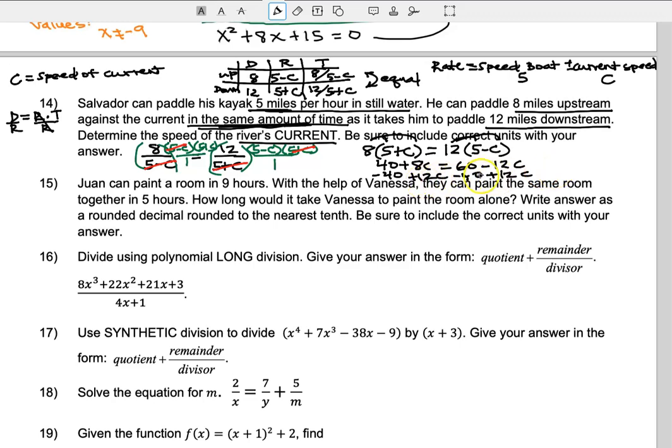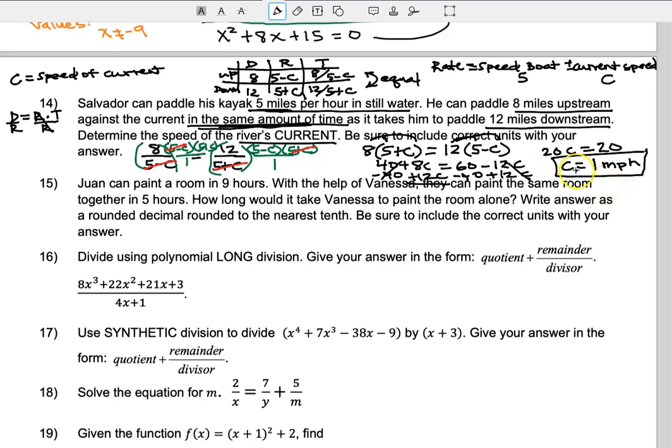All right, so when I do that, I'm sorry, this is kind of a mess here. Those things are gone. So when I add these together, my c's, I get 20c equals, and then 60 minus 40 is 20. And then if I divide both sides by 20, I get c equals 1. So the speed of the current is 1 mile per hour. And then again, I'd write it down as a word answer: 1 mile per hour is the speed of the current.